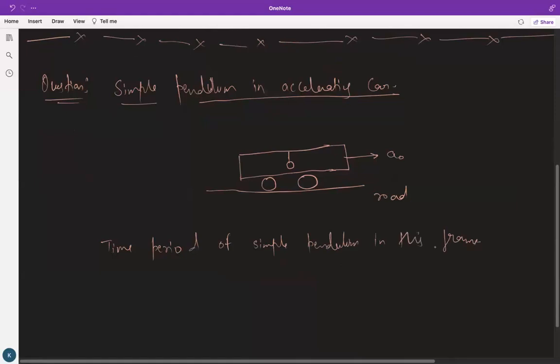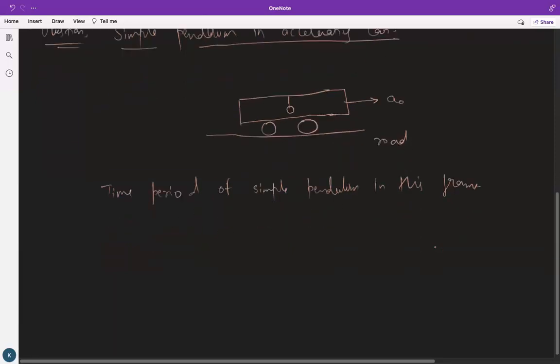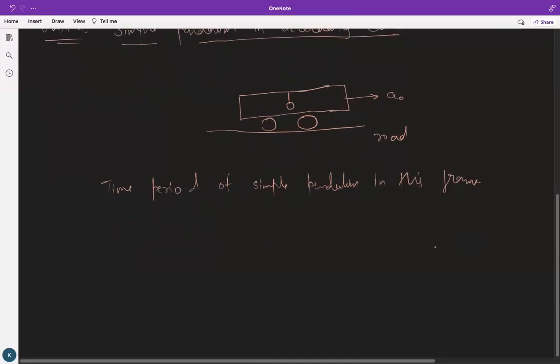So what we have to do is go through the force method. Let's first write the equation at the mean position, and then write the equation at the displaced position. Then, using the mean position equation, we find the relation between acceleration and displacement from the mean position, or angular acceleration and angular displacement. So we can get omega, and then we can find the time period with the help of 2 pi by omega. So let's start solving.